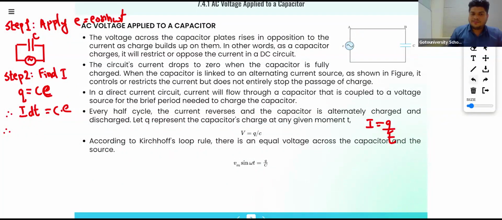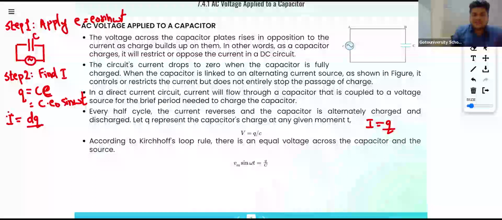Sorry, I'll simplify it more for you. We will write Q is equal to CE. In place of E, you can write E naught sine omega t. I'm simplifying this part for you. What about current? Current is charge per unit time, right? If you differentiate this part, you will get current.